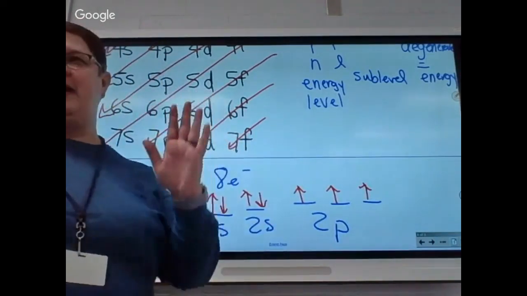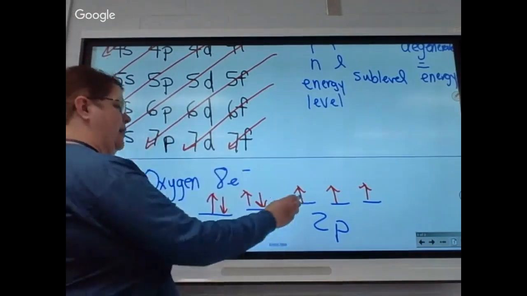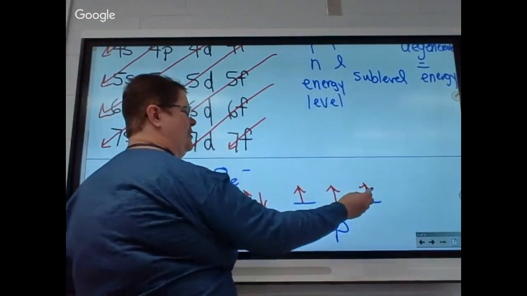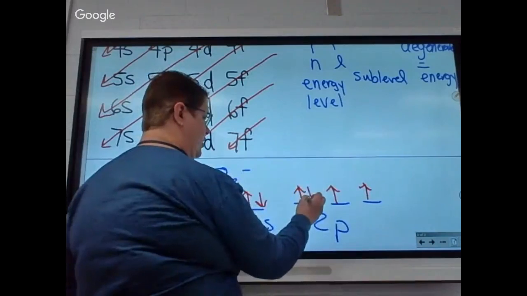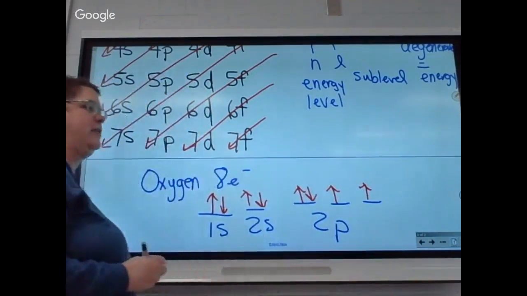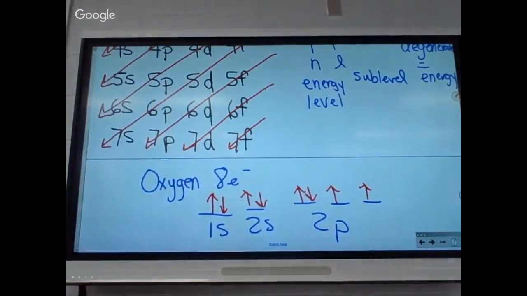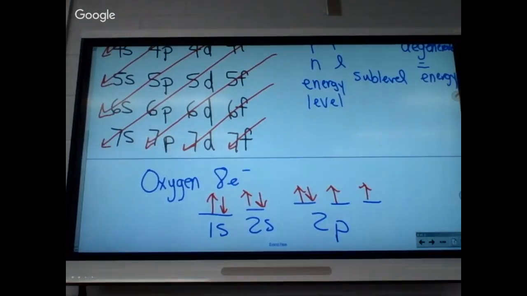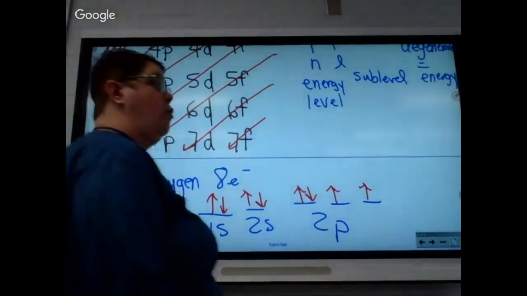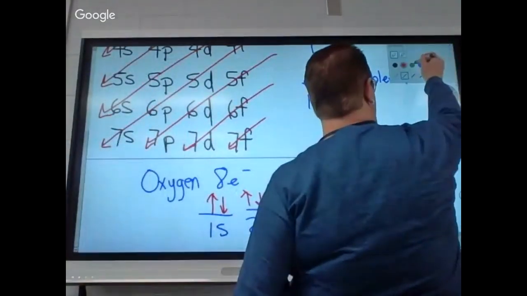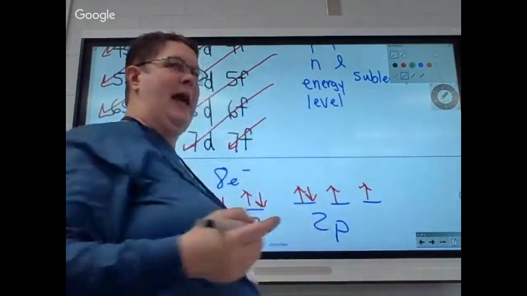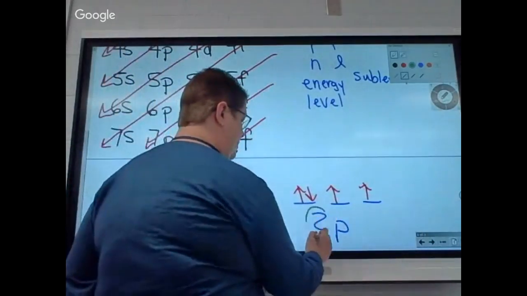Now, convention is that we go back to the first line. We don't choose the second or third line. We go back to the first line and number 8 shares there. And again, when they share in an orbital, one is spinning clockwise, the other is spinning counterclockwise. Does that make sense?